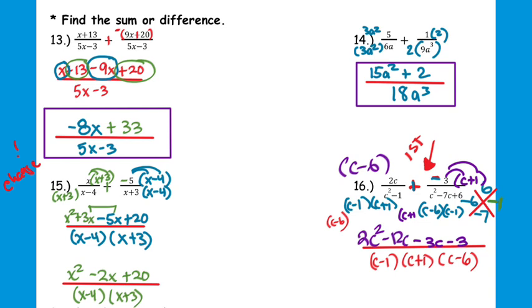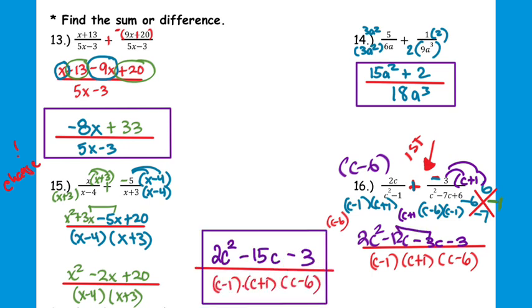So 2c times c minus 6 is 2c squared minus 12c. And -3 times c plus 1 is -3c minus 3. Combine my like terms, check to see if I can reduce this, and I can't. This would be an AC factoring, so there's not two numbers that multiply to be -6 and add to be -15, so I know I'm done.